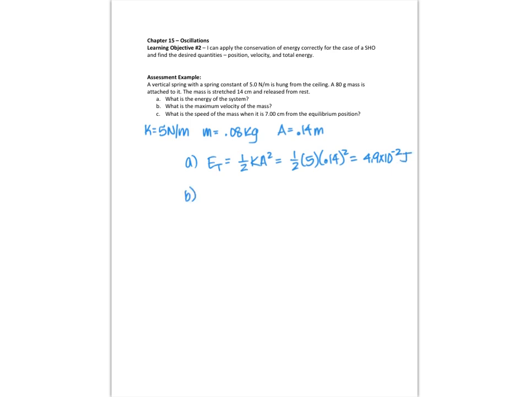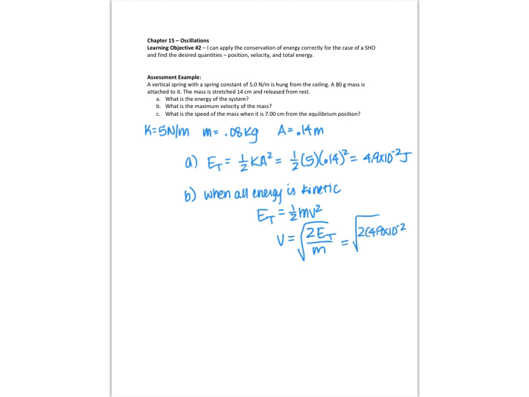In part B, we're asked the maximum velocity of the mass. This happens when all the energy is kinetic. So we want to set the total energy equal to 1/2 mv squared and solve for v. And that gives us a velocity of 1.1 meters per second.